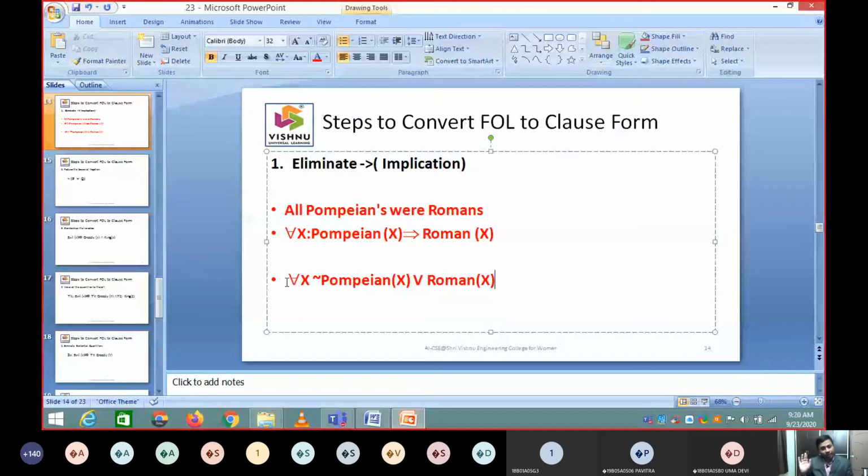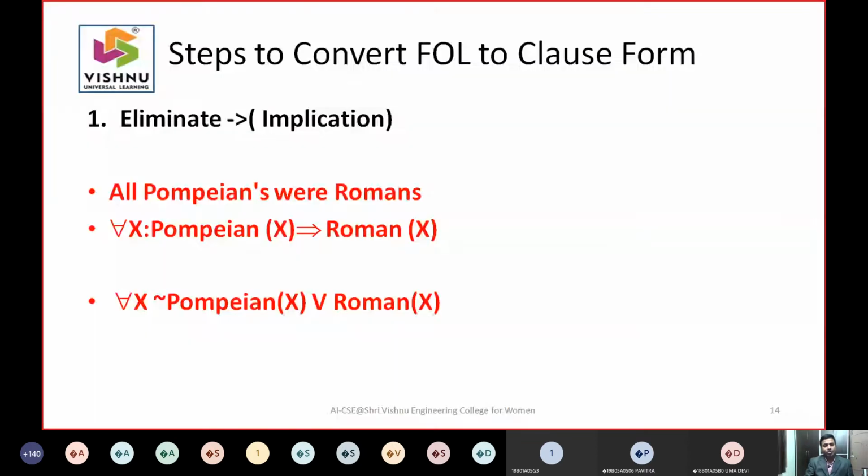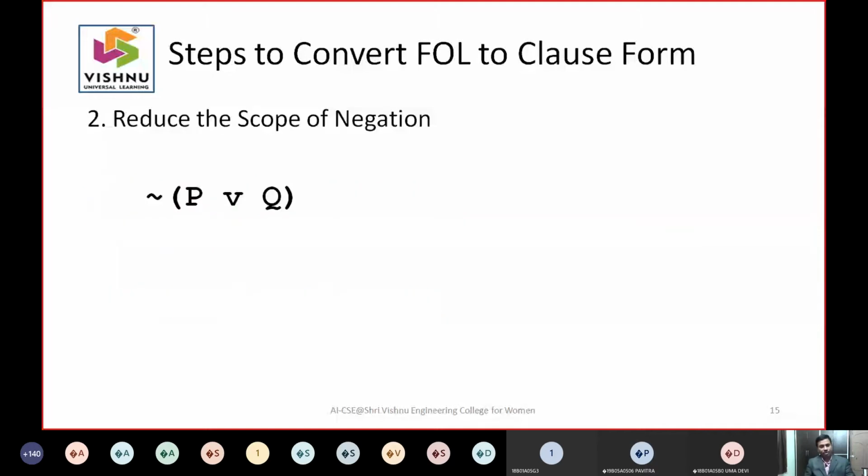So if you wish to apply a resolution algorithm, we need to apply all these 8 rules. This is what the story is. So eliminate the implication; this is what the first rule is. Then you need to reduce the scope of the negation.